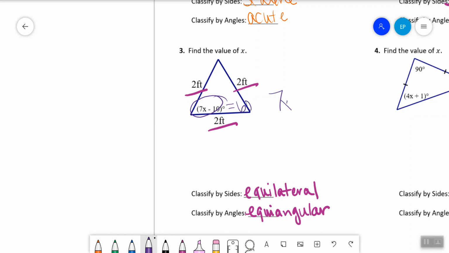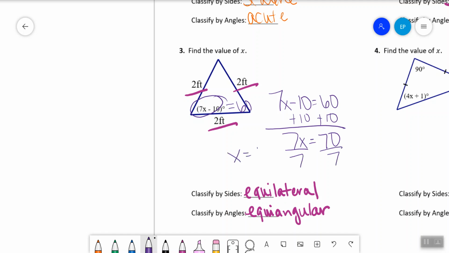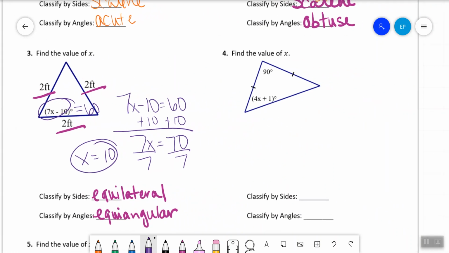So I'm going to take 7x minus 10 equal to 60. Plus 10, plus 10. 7x equals 70. Divide by 7, divide by 7, x equals 10. Number 4.